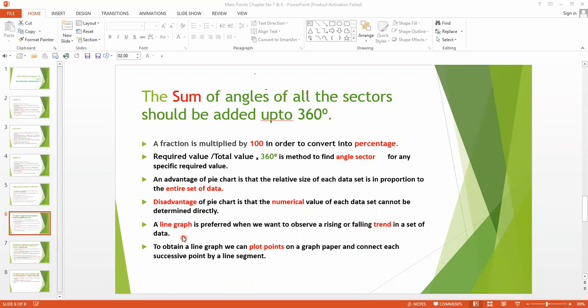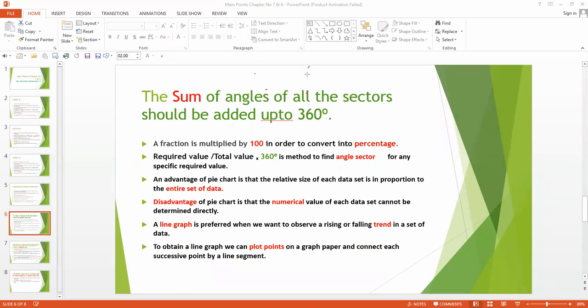Okay, and data is the plural of datum. To obtain a line graph, we can plot points on graph paper and connect each successive point by a line segment. Okay, first suppose different years are given, 2009, we have to put that value, then 2010, we have to put all these values. Okay, I will do it for you.